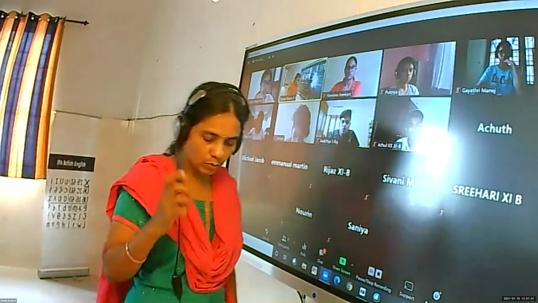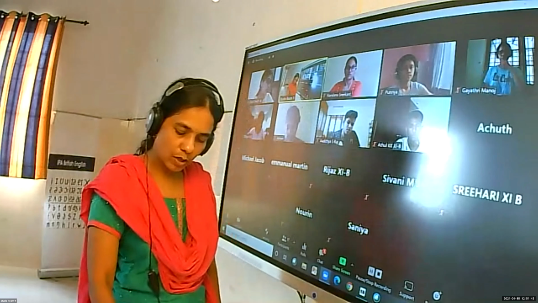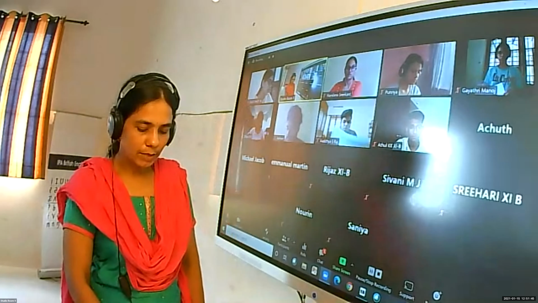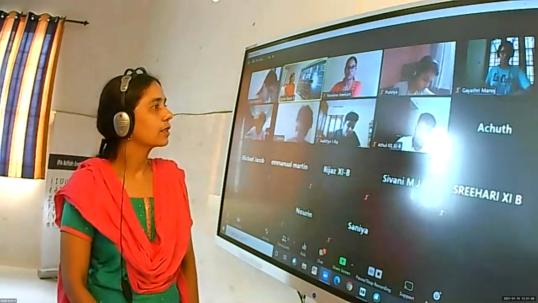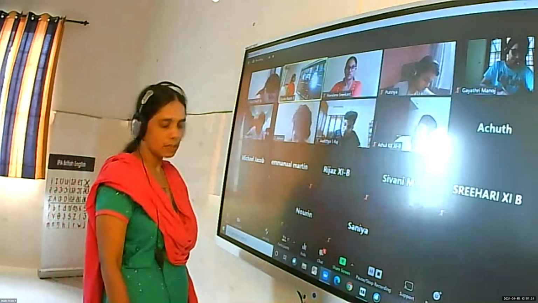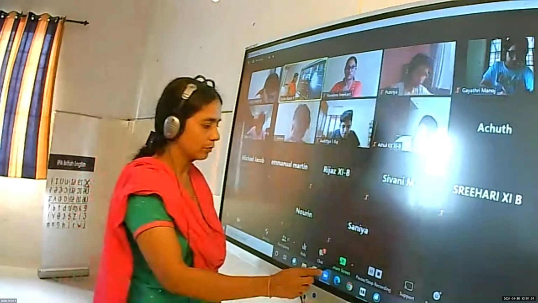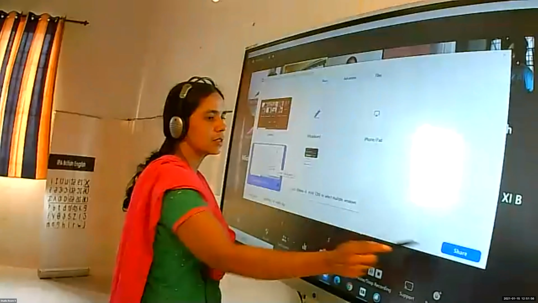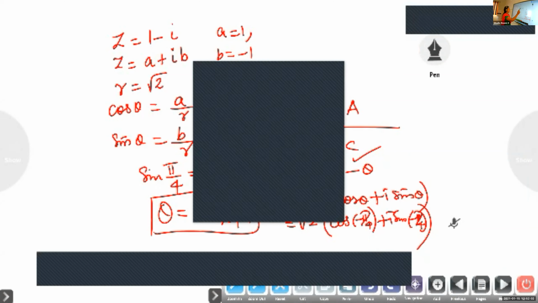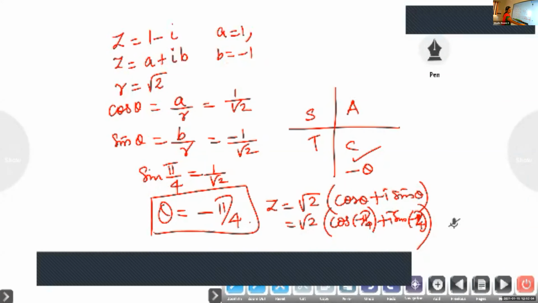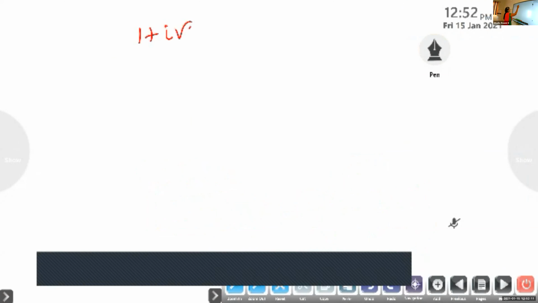Now, let's do one more question, and with that we can stop this model. Represent 1 plus i root 3 in polar form.